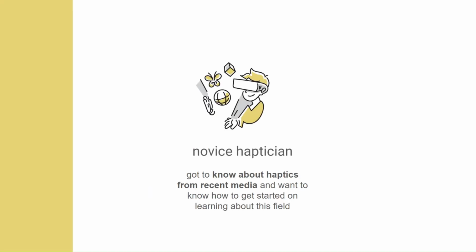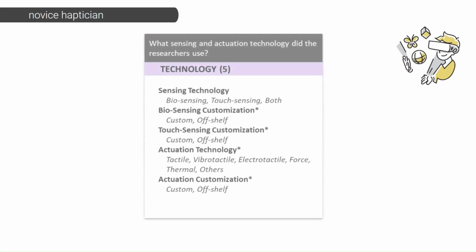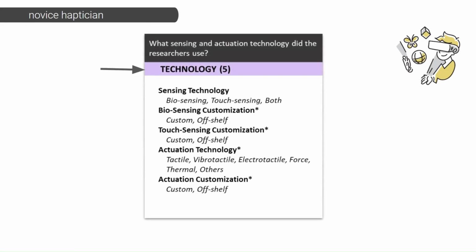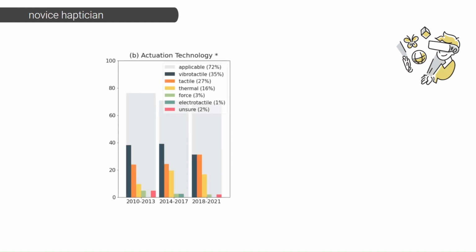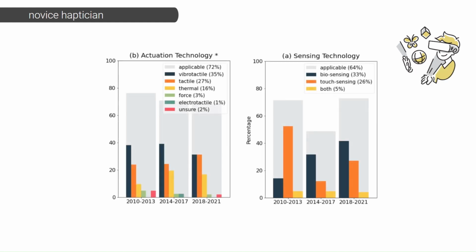Now, as a third persona, let's imagine you have just learned about this buzzword haptics, probably from the recent metaverse talk by Mark Zuckerberg, and you want to learn how you can get started with this. Well, you can possibly jump straight to this facet called technology, where you can learn all about different haptic and sensing technologies used by researchers in the past 10 years. You can see how frequently these technologies are used using these graphs.